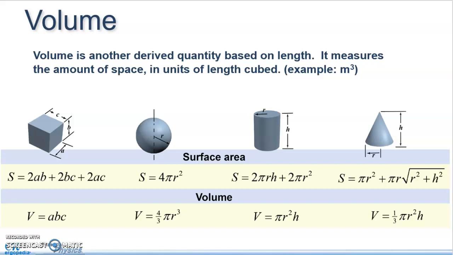All right, here's a look at some common formulas for surface area and volume for some common shapes. So there's the rectangular prism, the sphere, the cylinder, and the cone. And so you can see the different ways that you would calculate the volume for these objects as well as the surface area.